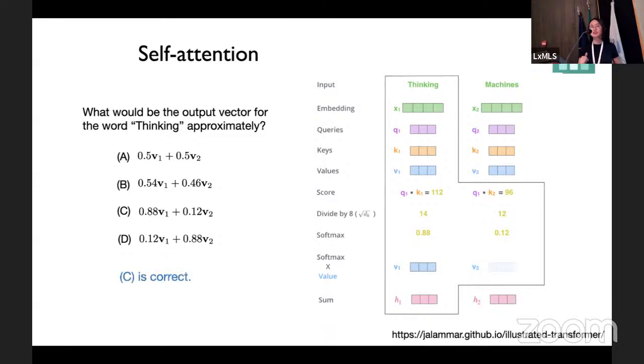Okay, the answer is C. I just want to make sure people are following me here. So these are attention scores, divided by a constant, and these are the softmax scores, 0.88 and 0.12. You need to take the probability distribution and use it to calculate the weighted sum. So it should be 0.88 times V1 plus 0.12 times V2 to get the final hidden representation. Okay, I hope you are following me here.